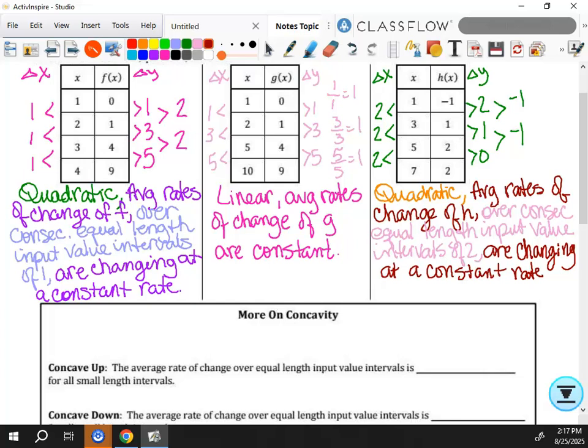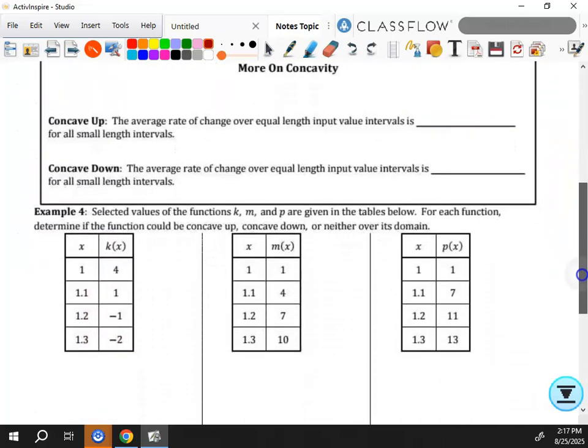What questions do we have? Anything? All right. So let's move on to concavity. So we've talked about concavity, and we looked at a graph, decided whether or not it was concave up or down, and then that told us something about the rate of change. This time we don't have a graph. We have data that we're going to be able to find the rate of change, and then that'll tell us something about the concavity. So in order for us to make that connection, what do we need to write down? Fun chart, yes.